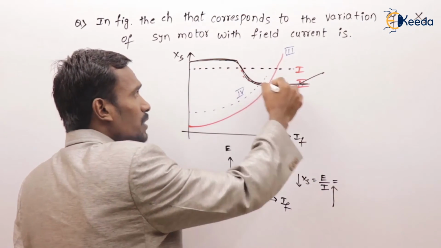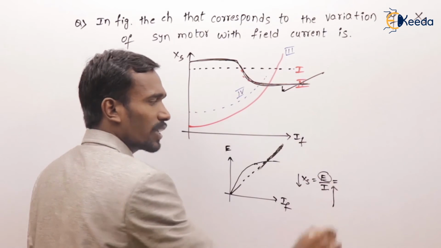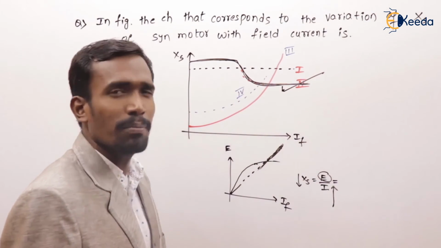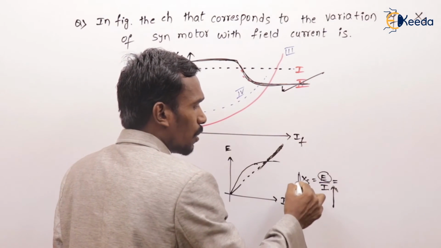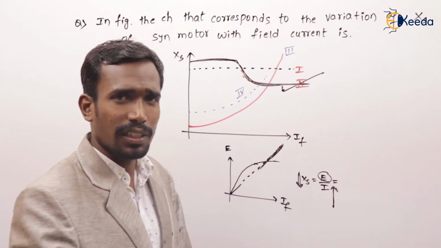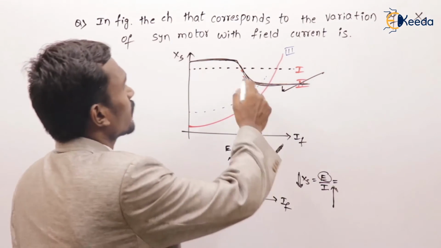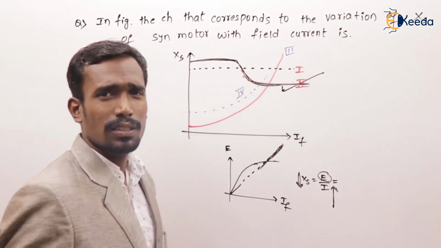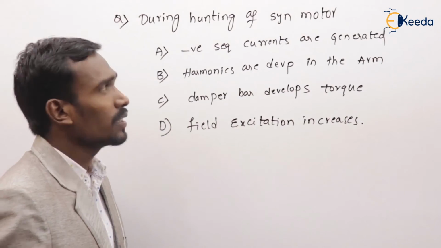Sir, why is it decreasing? Because after saturation, there are no changes in EMF, but the armature current is increasing, so the synchronous reactance is decreasing. This is simply about the relation between field current and synchronous reactance.